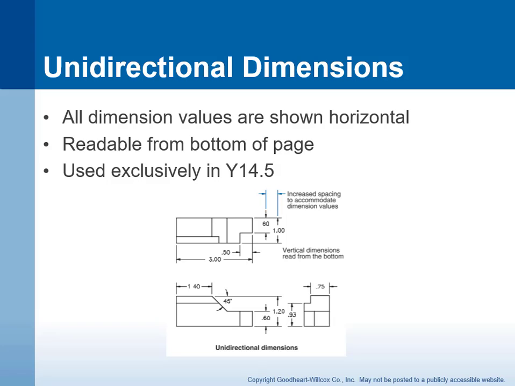Okay, now here's a term, unidirectional dimensions. I prefer unidirectional dimensions. So in a unidirectional dimension scheme, all of the dimensions, like as shown here, are shown in the horizontal, and readable from the bottom of the page. And this is what we use in Y14.5.